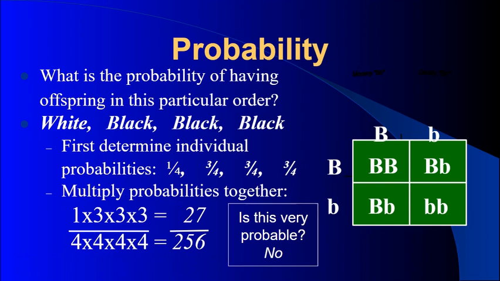So just like last time, we multiply all those probabilities together since we want them in that exact order. If we multiply the top numbers, 1 times 3 times 3 times 3 is 27. And the bottom numbers, 4 times 4 times 4 times 4 is 256. So is it very probable to have mice in that exact order? No. Again, 27 out of 256 is a very small probability.